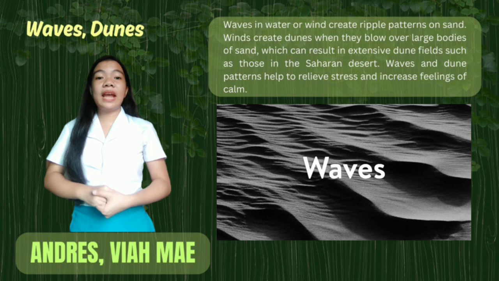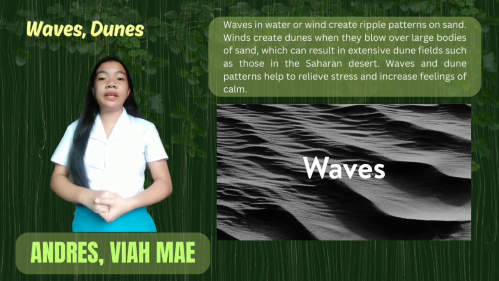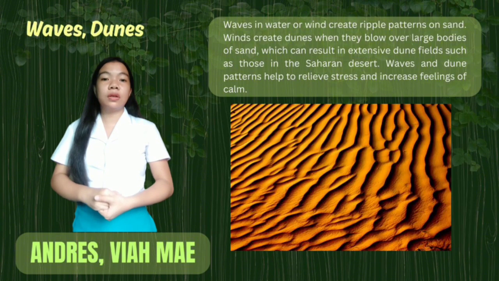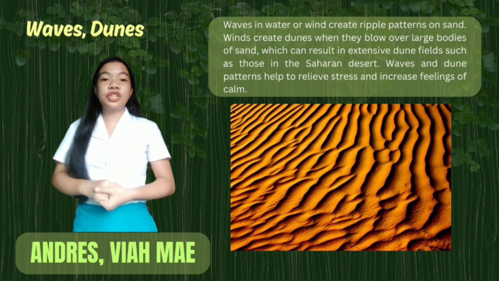Waves are disturbances that carry energy as they move. When winds blow over a large body of sand, they create dunes. Dunes may form a range of patterns including crescent, very long straight lines, star, dome, parabola, and longitudinal or sword shape.